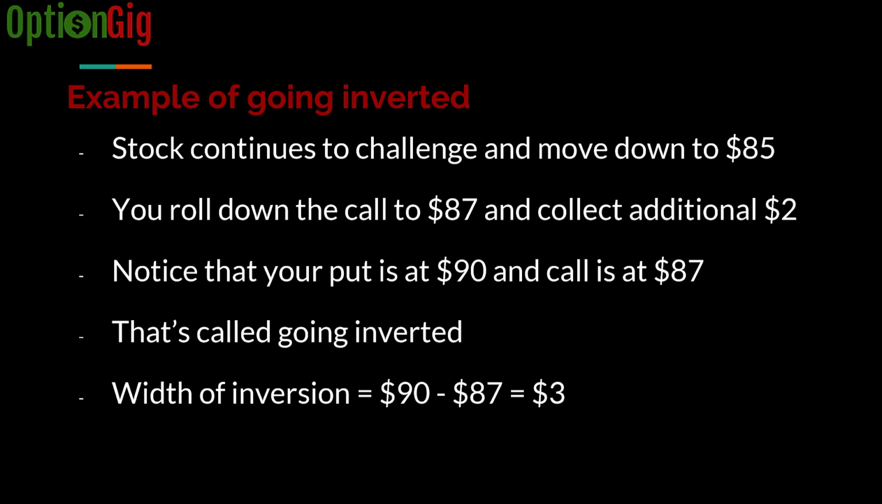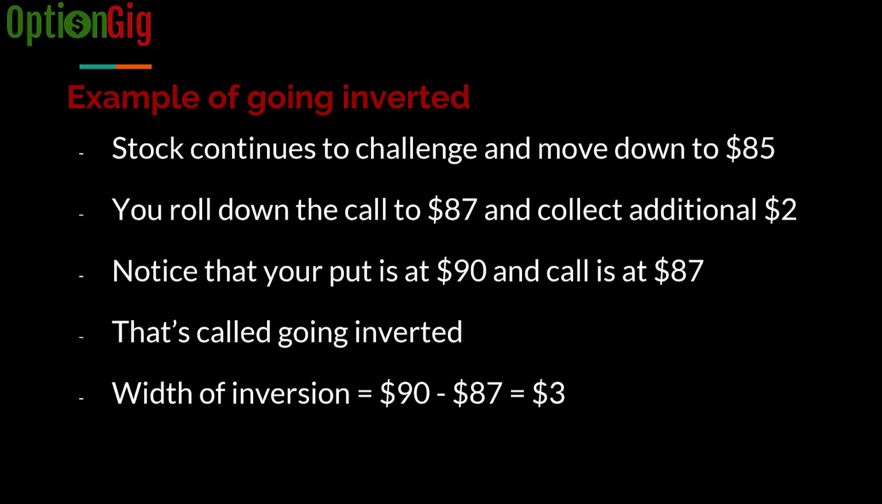Now your short put is at 90 and your short call is at 87. This is called going inverted because your call is lower than your short put. Generally, when we open a trade, our call is always higher than the stock price, and a put is lower than the stock price, meaning a put is always lower than the call. That's our normal trade. This becomes inverted because your call is lower than your put.